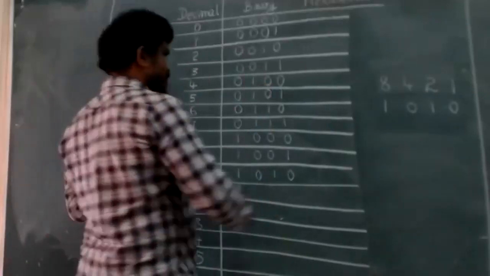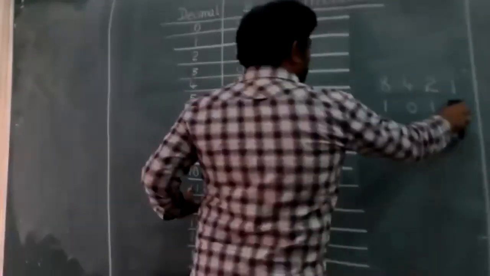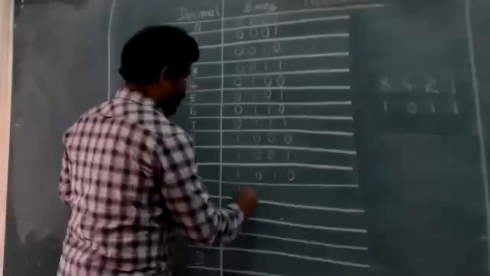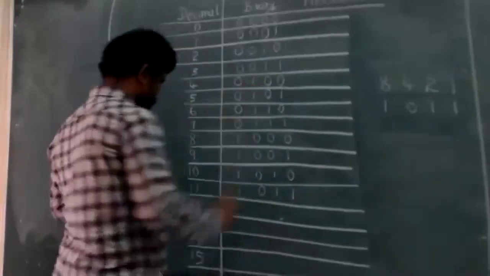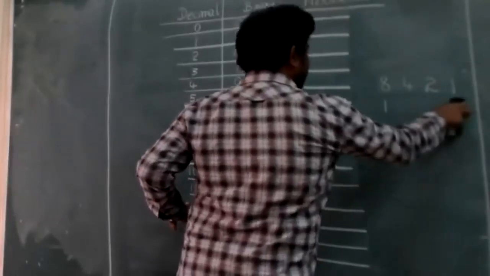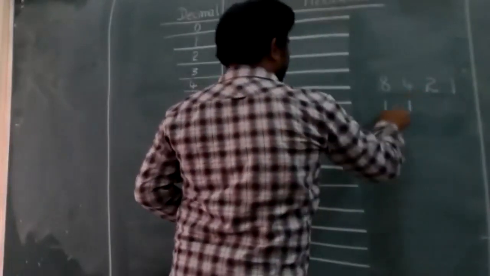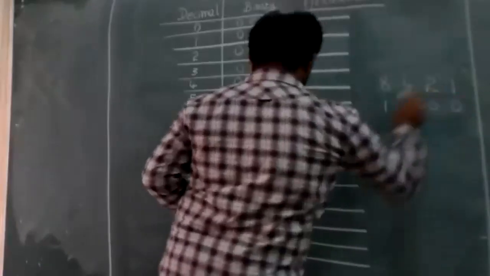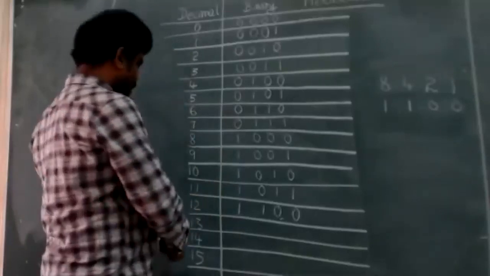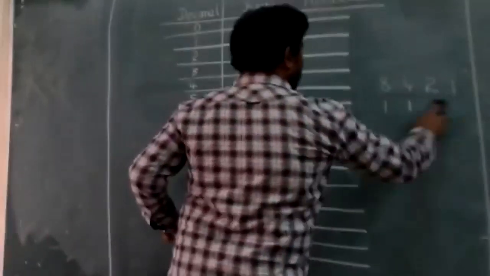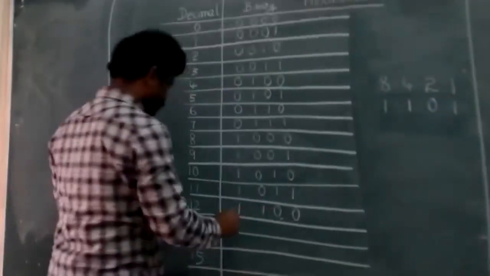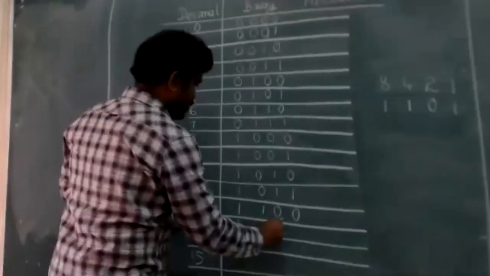Then 11 can be represented like this. 8 plus 2 is 10 and 10 plus 1 is 11. So this is 1, 0, 1, 1. And similarly you can represent 12. 8 plus 4 is 12. So I have to consider this 1 and this 1, and the rest are all equal to 0. So this is 1, 1, 0, 0. And 13: 8 plus 4 is 12 and 12 plus 1 is 13, and this bit should be equal to 0. So this is 1, 1, 0, 1.